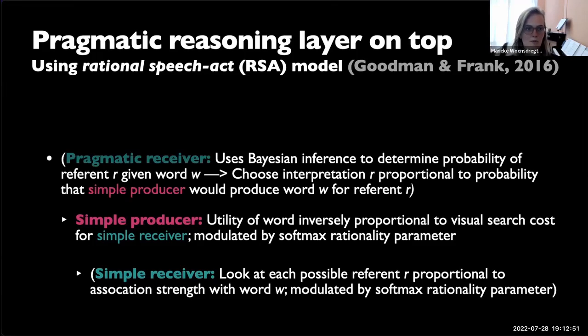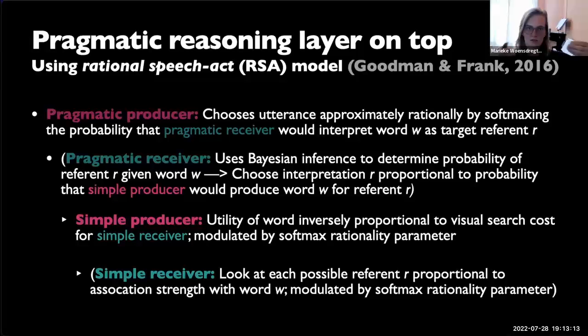on the rational speech act model, where we assume a pragmatic receiver who uses Bayesian inference to determine the probability of a given referent given the word that they received by choosing an interpretation R proportionally to the probability that a simple producer would produce that word for that referent. And on top of that, we assume a pragmatic producer who reasons about such a pragmatic receiver and then chooses utterances approximately rationally by softmaxing the probability that a pragmatic receiver would interpret the word as the target referent R.